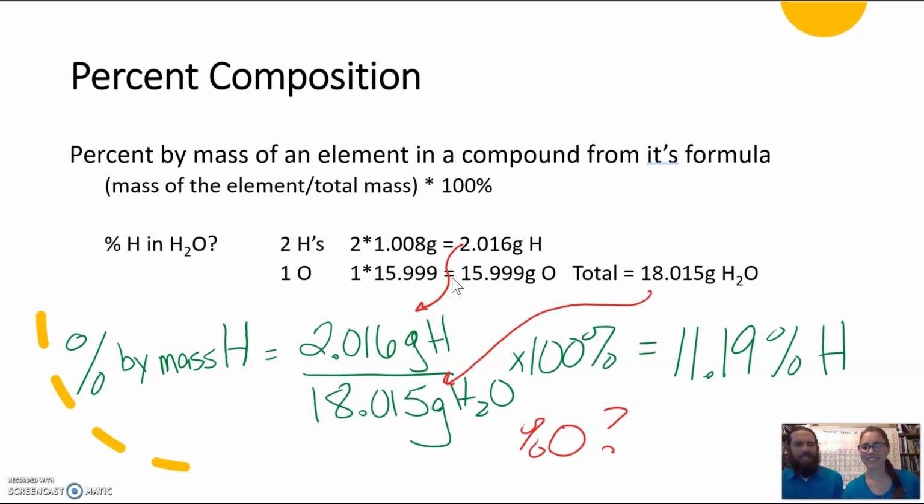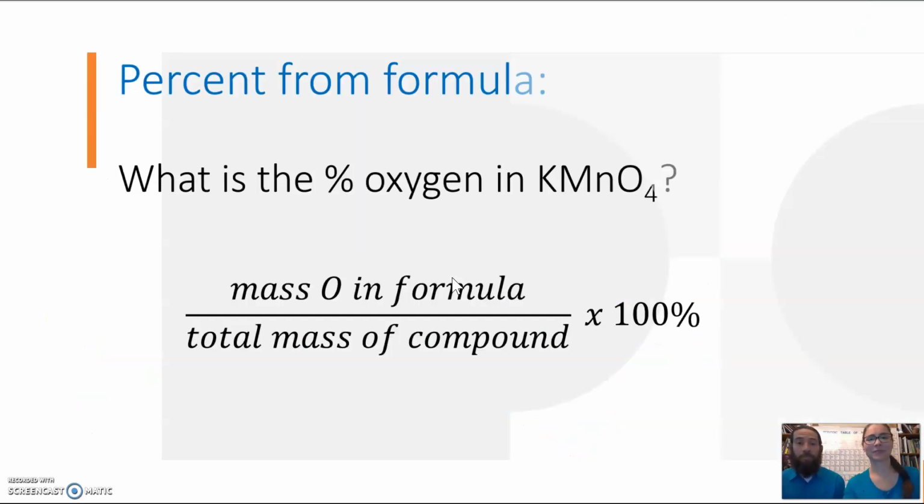That's pretty common, to do the percents of all the elements in a compound. Or you could do it both ways, add them together and make sure they add up to 100. That'd be a good check. All right, so continuing on.